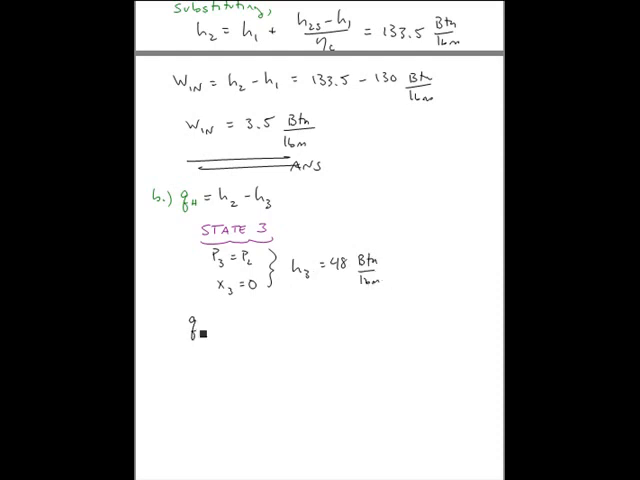Alright, with that, we can substitute in, it's 133.5 minus 48 BTUs per pound mass. And our heat transfer to the high is then 85.5 BTUs per pound mass. Alright, part C.